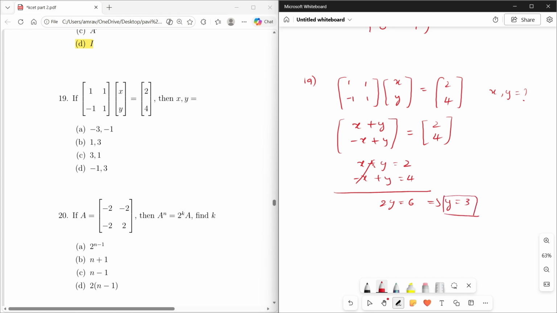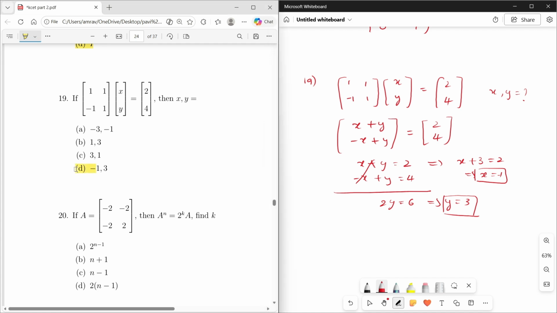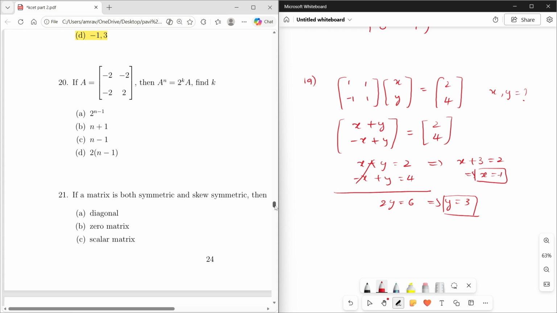So now substitute in any one of the equations. So if you substitute in this equation, you get x plus 3 is equal to 2. This implies x is equal to 1. So you get the answer as, sorry, x is equal to minus 1. 2 minus 3, you'll get minus 1. So the right option is option D, minus 1 comma 3. Okay, moving on to the next question.